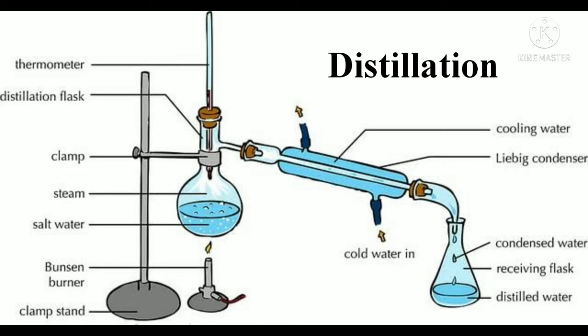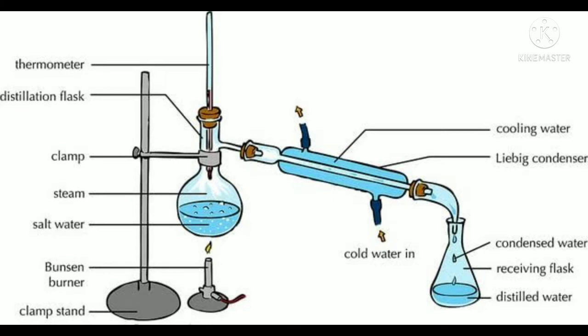When this water evaporates and condenses, it passes through the Liebig condenser, leaving behind the salt in the distillation flask. So in the distillation flask the salt will be left, and the steam passing through the Liebig condenser will be cooled, because cold water is going in and out, and it will be received in the receiving flask. So this is the process of distillation to separate the solid and liquid mixture.